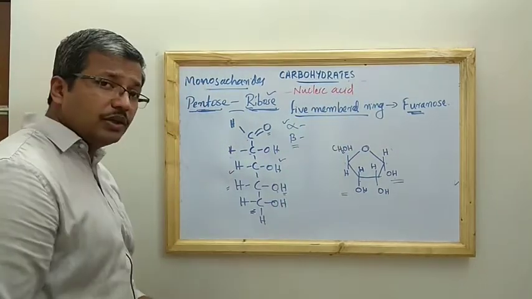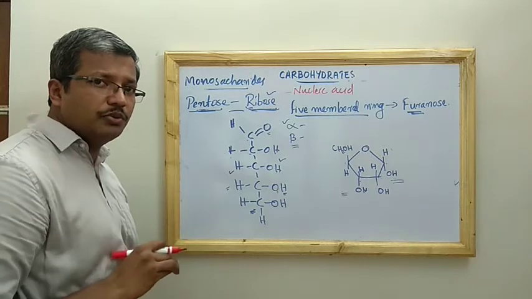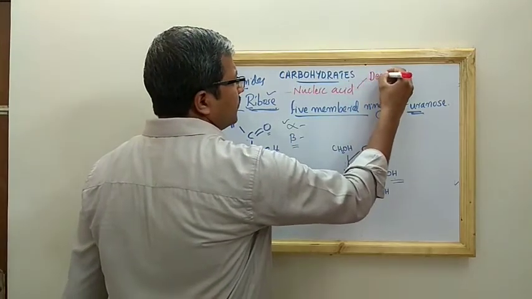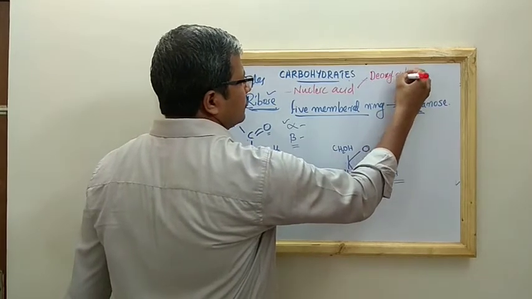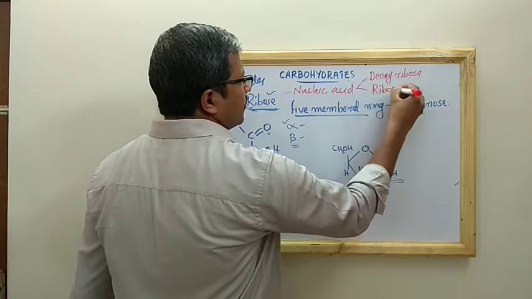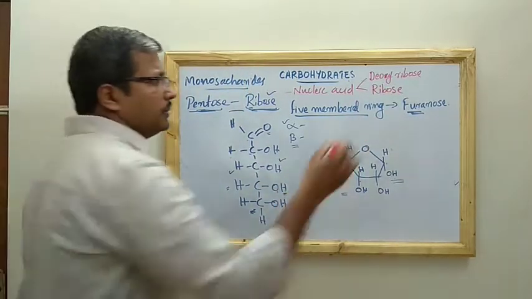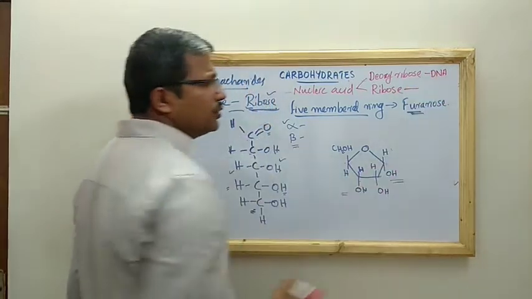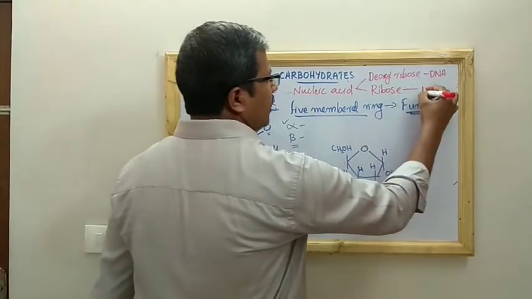And in case of the nucleic acid, there are 2 forms of ribose sugar that are present. That is deoxyribose and ribose. We know that deoxyribose will be present in case of the DNA, and ribose sugar will be present in case of the RNA.